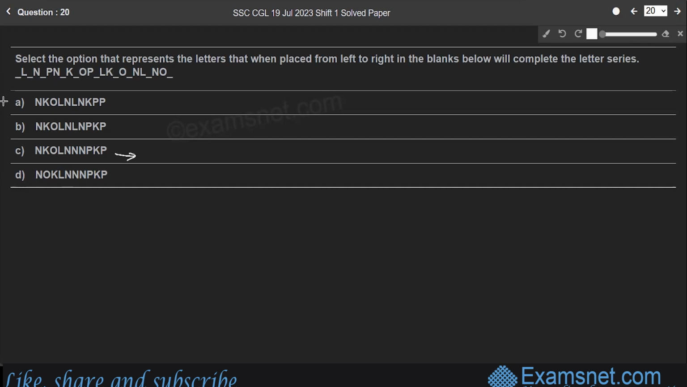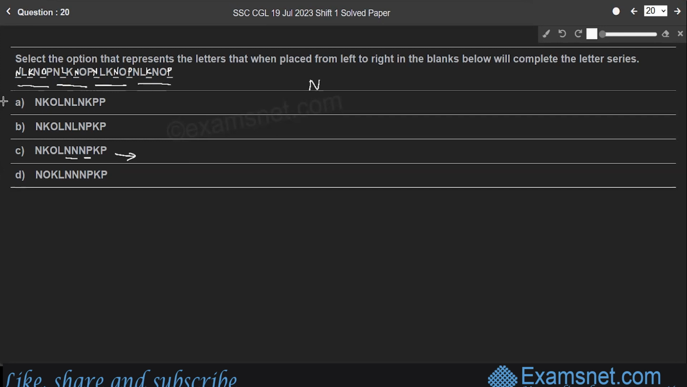Consider option C, right? So NKO, fill these letters in the blanks. NKO, right? LNN, again N, again N. Then comes PKP, P, K and P at last. So here the pattern is LNKNOP, NLKNOP, right? NLKNOP, NLKNOP. Again comes NLKNOP.